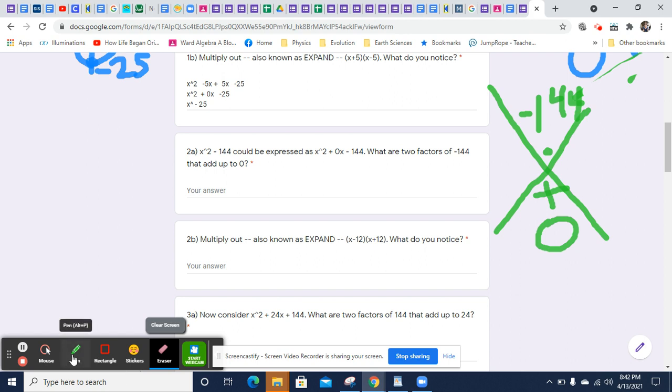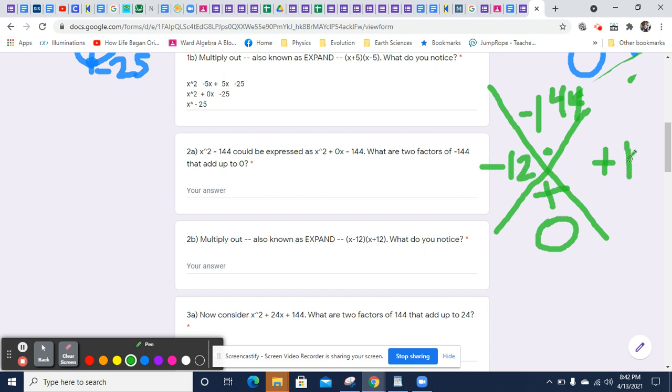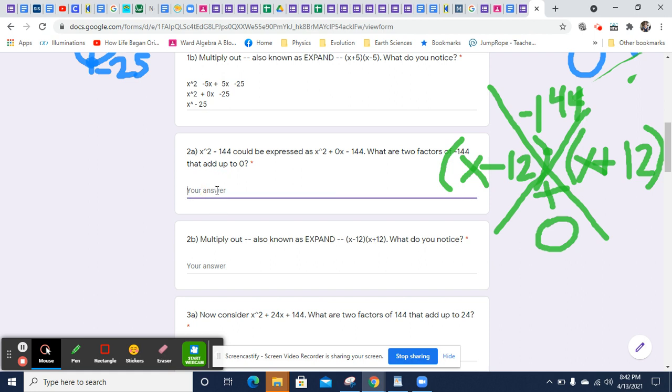Okay, we're going to need two factors that make a product of negative 144 and add up to 0. Well, one's going to be negative and one will be positive, and they will be negative 12 and positive 12. And then we can just put an x here and an x here, and we actually have two linear factors, x minus 12 times x plus 12. It's kind of a handy-dandy little organizer for us. Okay, so the factors would be negative 12 and positive 12.